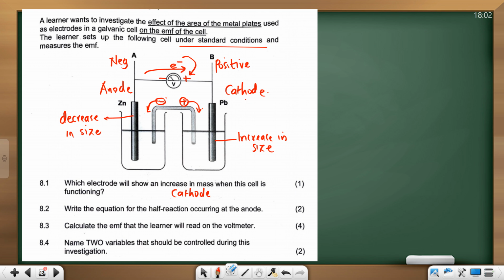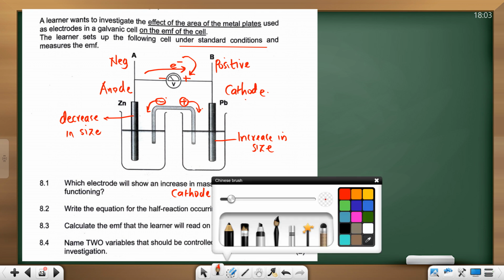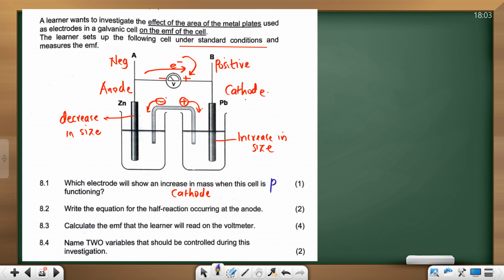All right. What's our answer? Let's answer now. I'm tired of talking. Cathode is what? They said which electrode? Pb. Everybody agree with me? That's the cathode. Wait, Tumeleng and Tumi, are we okay? Because you're giving me zinc.